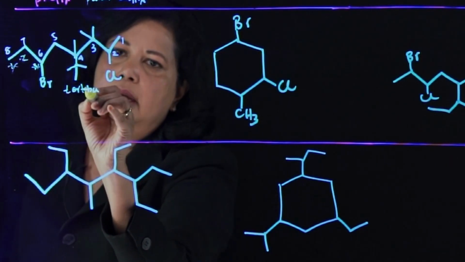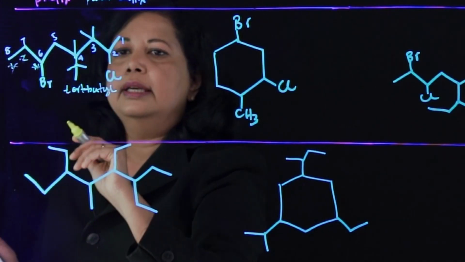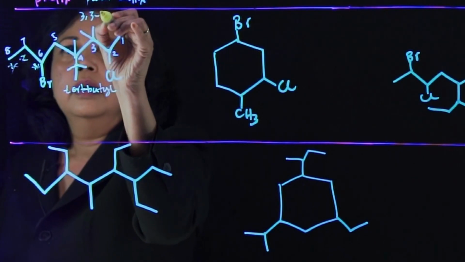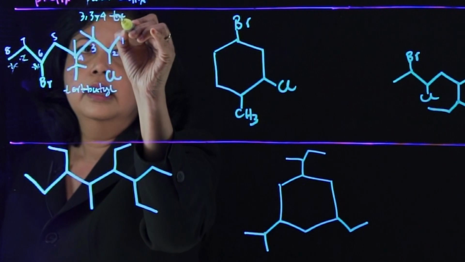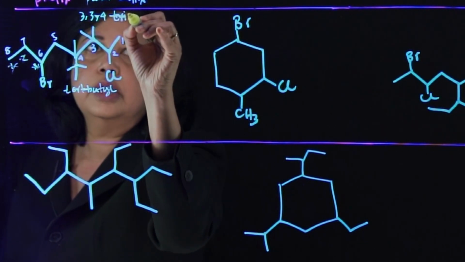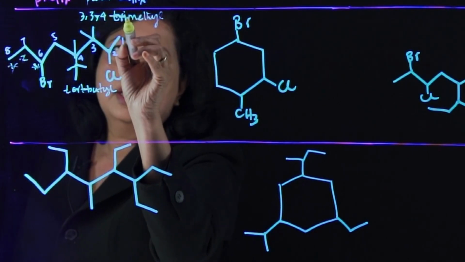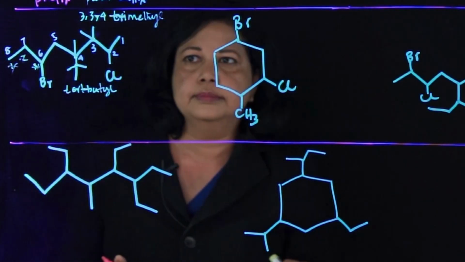Tert, and you have to put a hyphen. And these are methyls. So then methyl 3, 3, 4 trimethyl. So trimethyl, but you don't put a line between di, tri, and so on. Only sec, tert, n, you put a line.